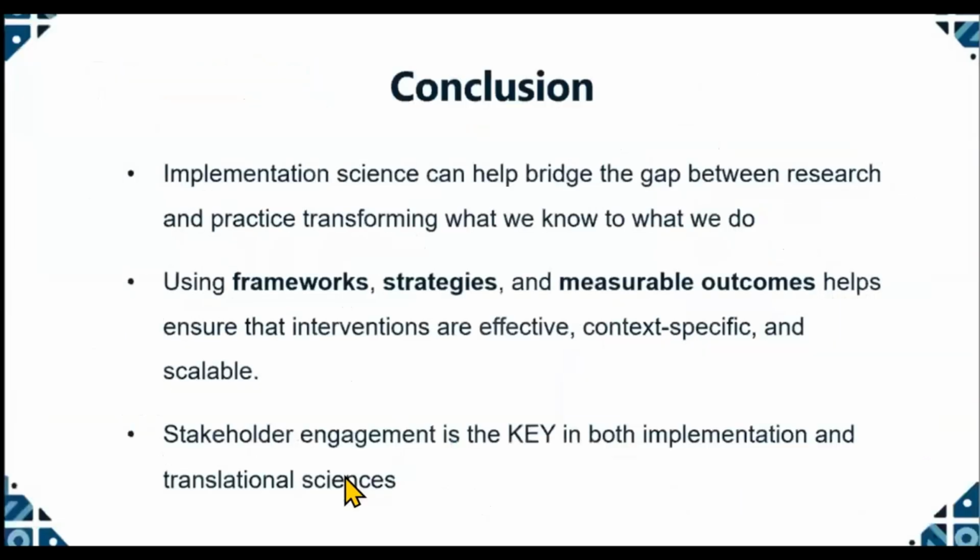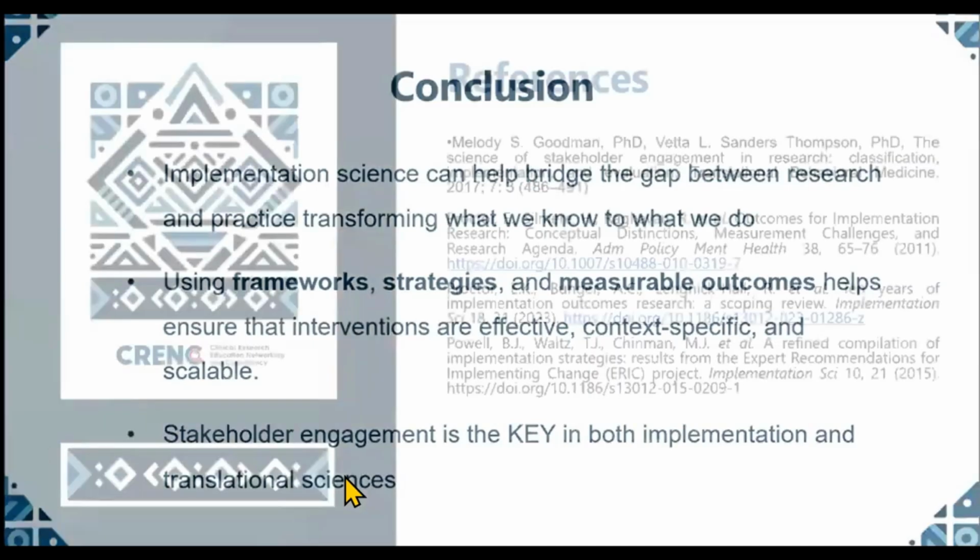So in conclusion, we'll say that implementation science bridges the gap between research and findings because it helps us to transform what we know to what we do. It's important to use frameworks, strategies, and measurable outcomes to ensure that our interventions are effective, context-specific, and scalable. Stakeholder engagement is key in both implementation and translational sciences. Some references.